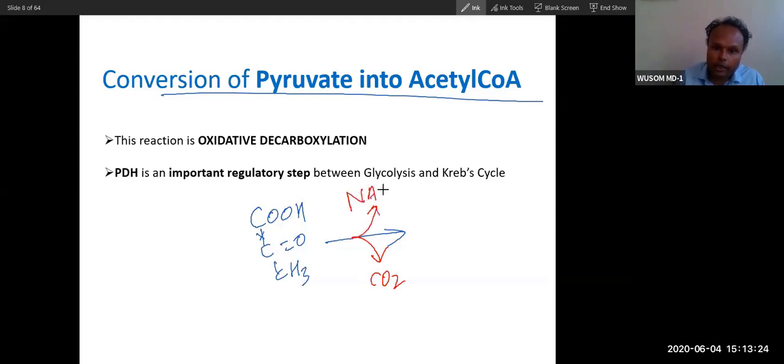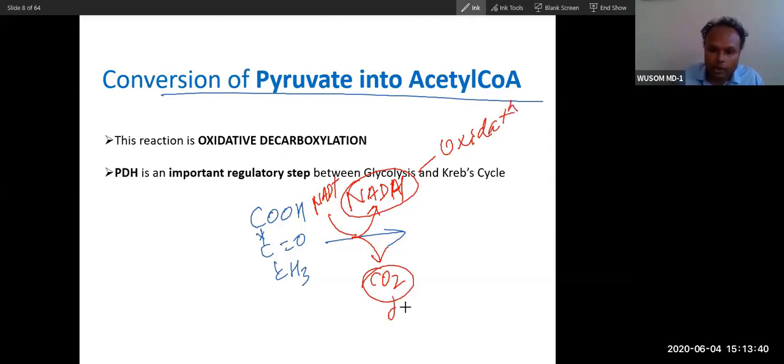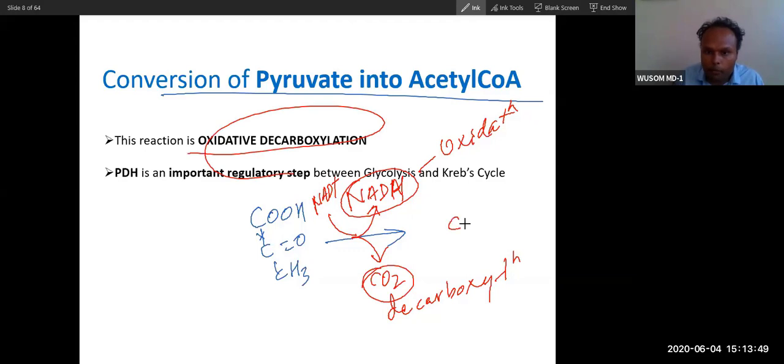NAD will become NAD plus. So NADH will be produced here, and carbon dioxide will be lost. That is why this is oxidation, and this is decarboxylation. That is why this is called oxidative decarboxylation. And the resulting product is what?